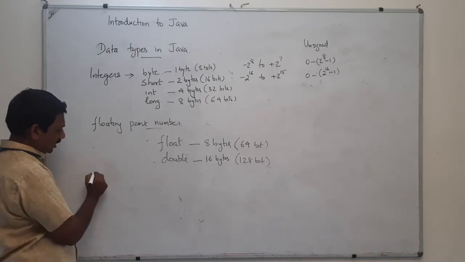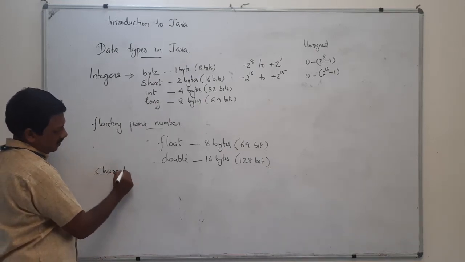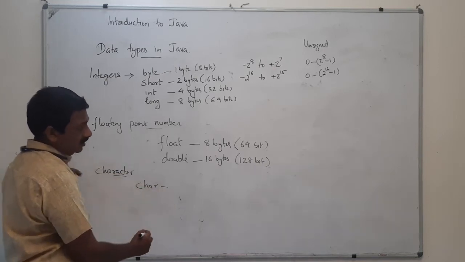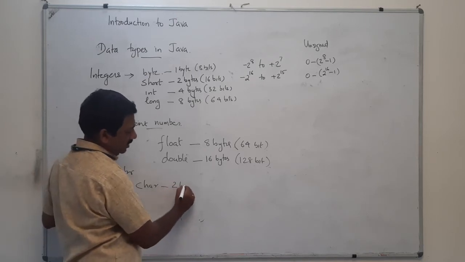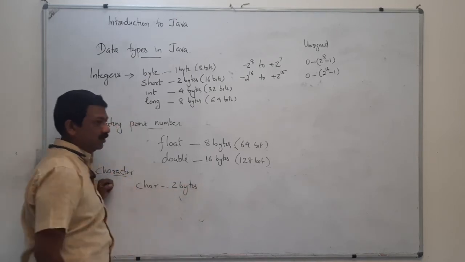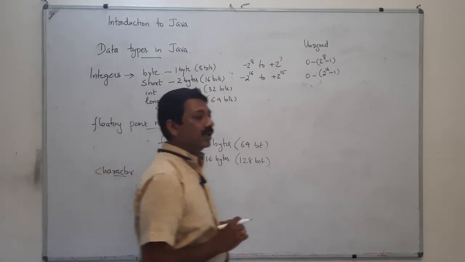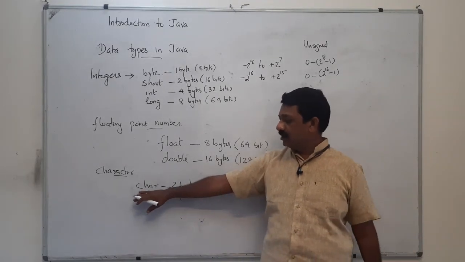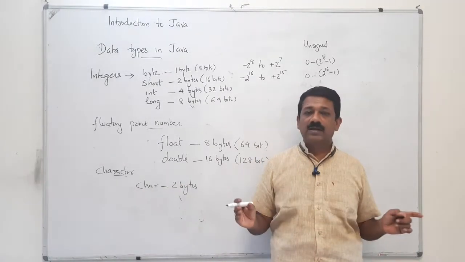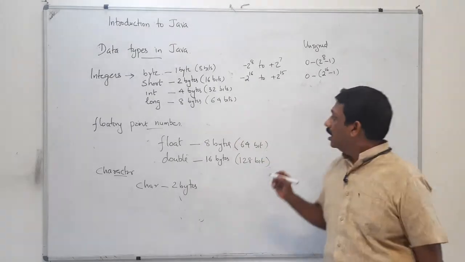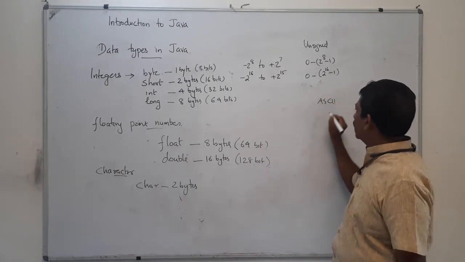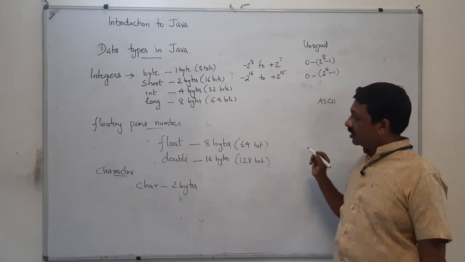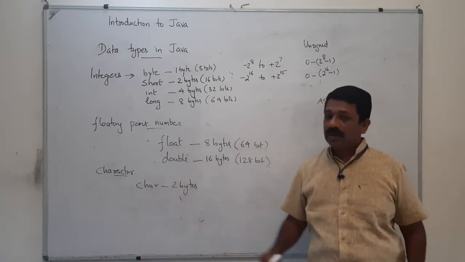Then we are going for the third type, which is character. Character is designated as char. For this, 2 bytes are allocated. In C and in earlier programming languages, for character only 8 bits are allocated. That means ASCII characters, ASCII being American Standard Code for Information Interchange. ASCII codes are stored in character.